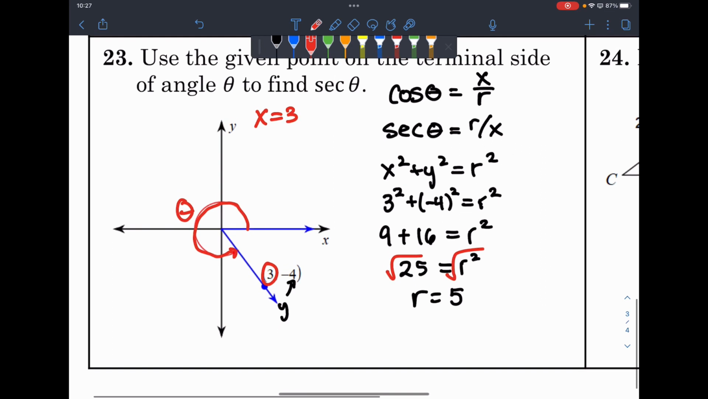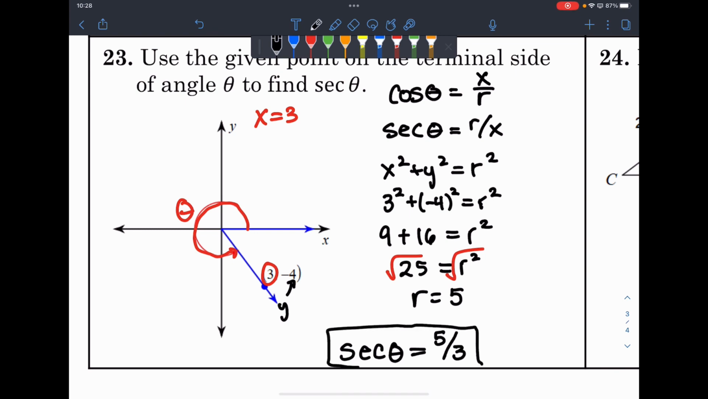So now that we know r is 5, we can figure out the secant. The secant of this angle theta is the value of r over the x coordinate. So your answer is 5 over 3.